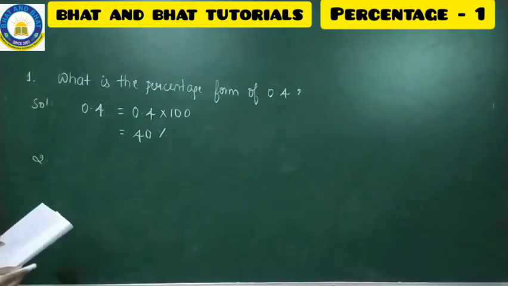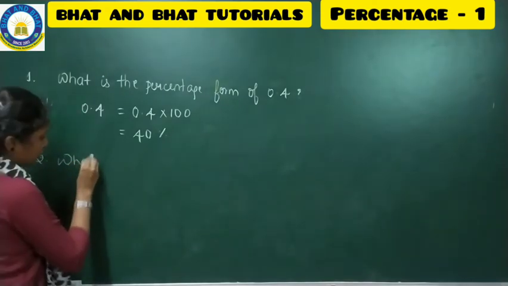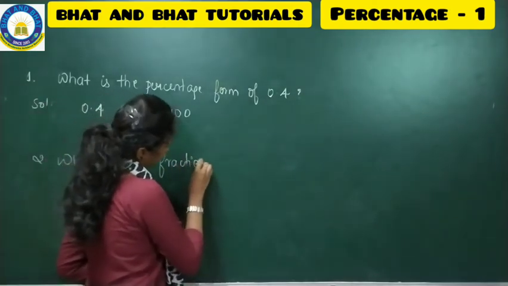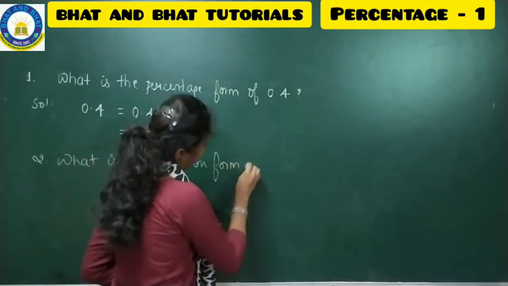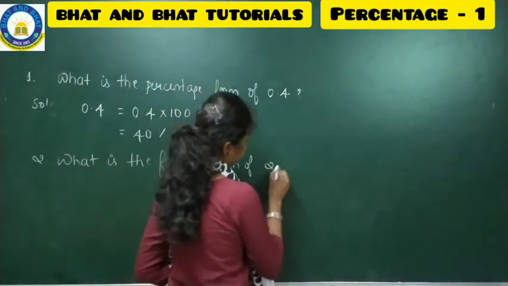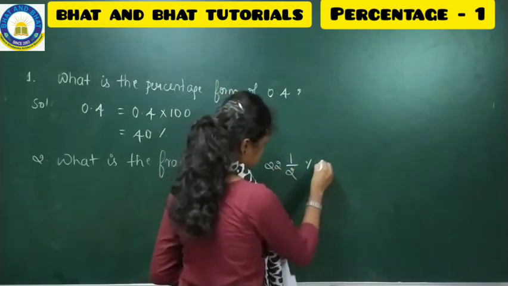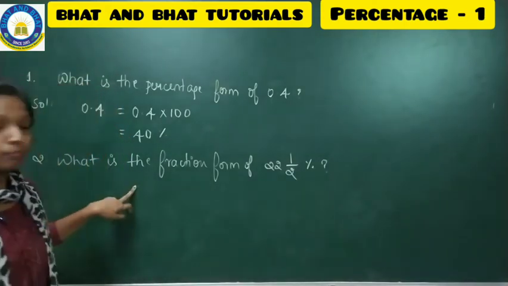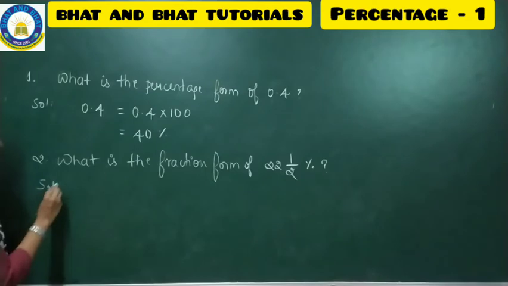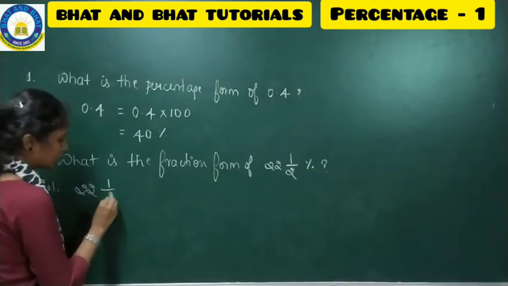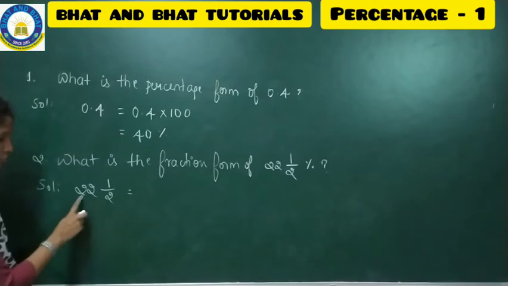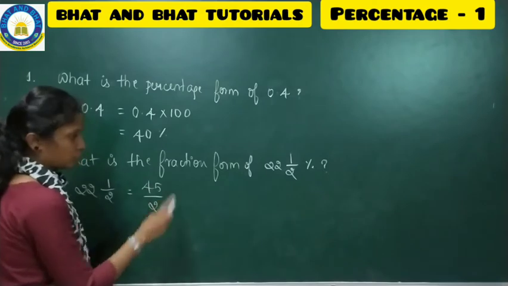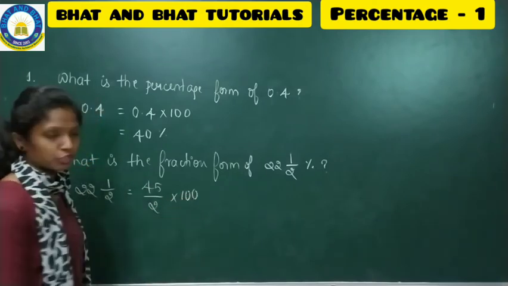Second one, what is the fraction form of 22 1/2%? So here they have given some percent. You have to express that in the fractional format. Since it is in the mixed fraction, let me convert that into proper fraction. 22 twos are 44, plus 1, 45/2.